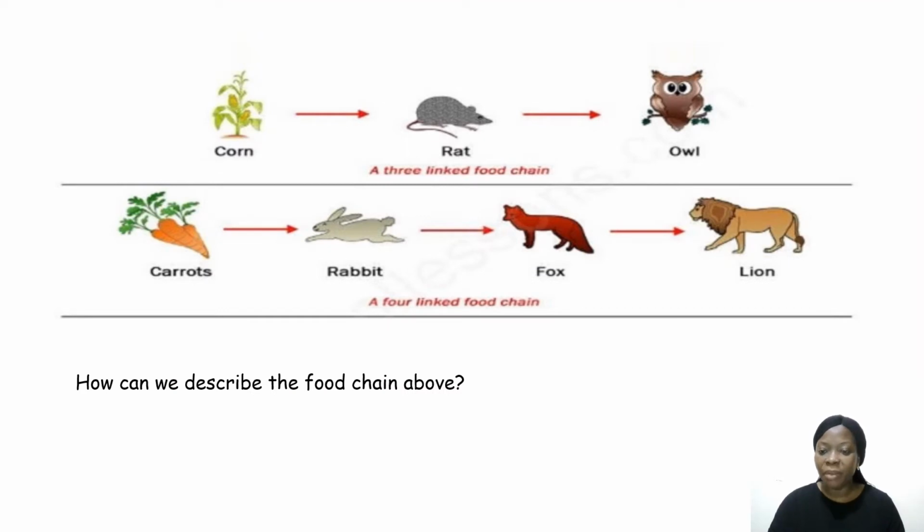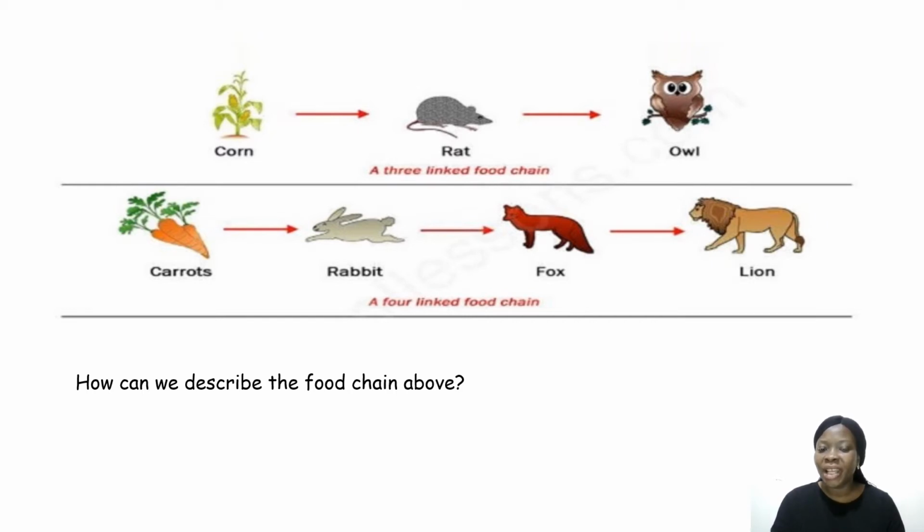Okay, before we proceed to finding out what food webs are, how can we describe the food chain above? I already discussed this with you in my previous video. So pause the video right now and describe the food chain above. Welcome back. I bet you are able to describe it because it's super easy. Okay, the first food chain shows us a three-linked food chain, while the second one shows us a four-linked food chain.